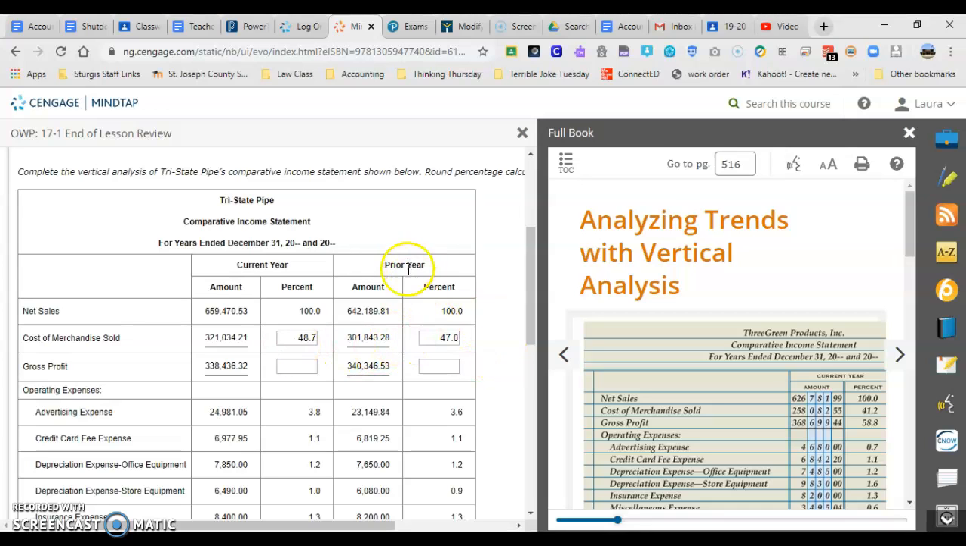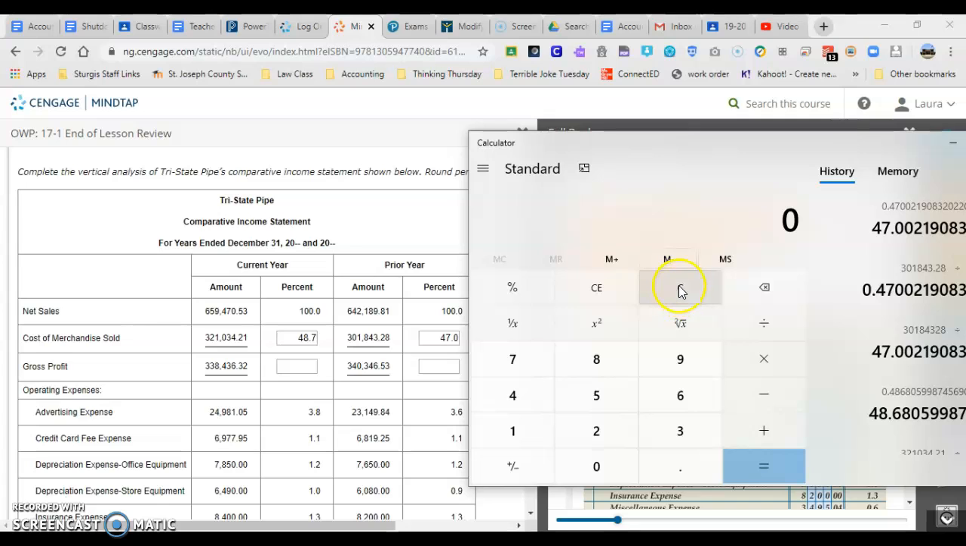So what this means is this is the previous year, and this is the current year. That means our goods cost us more percentage-wise, like 1.7% more than they did before. Okay, so your cost of goods sold is going up, and that's not what you want to see.